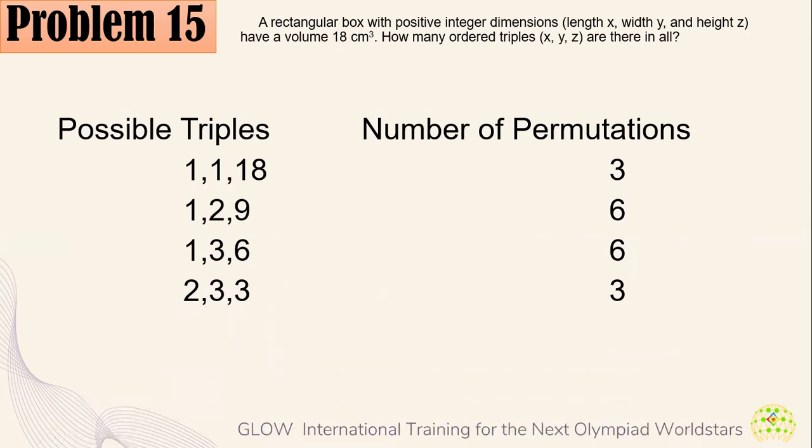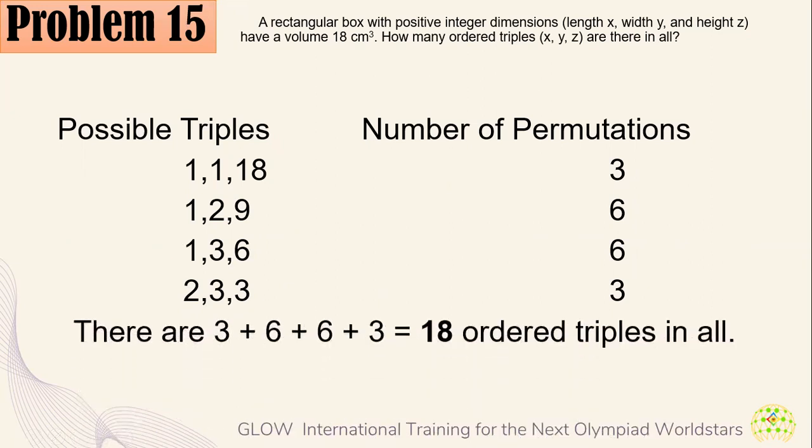And if you notice, these are the only possibilities because we are talking about integers. There are no more integers that would satisfy this, having a product of 18 cm³. So these are all the possibilities, and we have to add all of them. That's 3 plus 6 plus 6 plus 3. That gives you 18 ordered triples in all. If you got 18, congratulations.